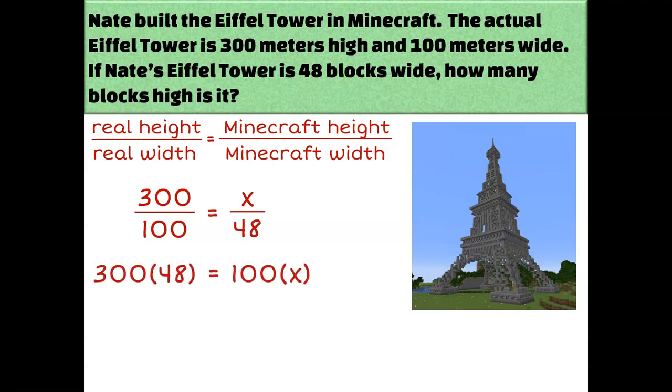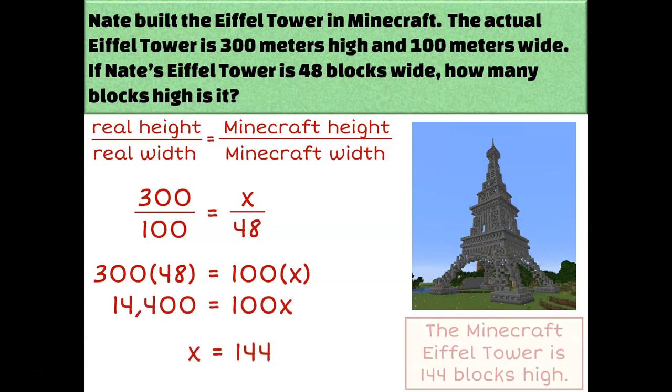So to solve, we're just going to cross multiply. 300 times 48 equals 100 times x, which is 14,400 equals 100x, so x equals 144. And that means that the height of Nate's Eiffel Tower in Minecraft is going to be 144 blocks high.